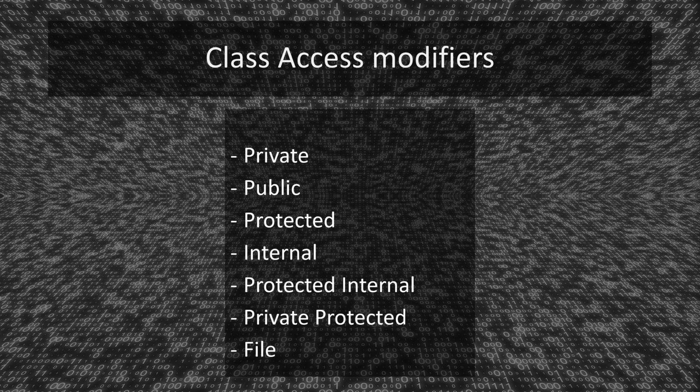The file keyword means when you declare your class as file, it's only accessible in this file. Okay, what does the word file mean? When I create a class, Visual Studio creates a file with a name the same as the class. So what's the big deal here? The deal here is the file is different than a class.